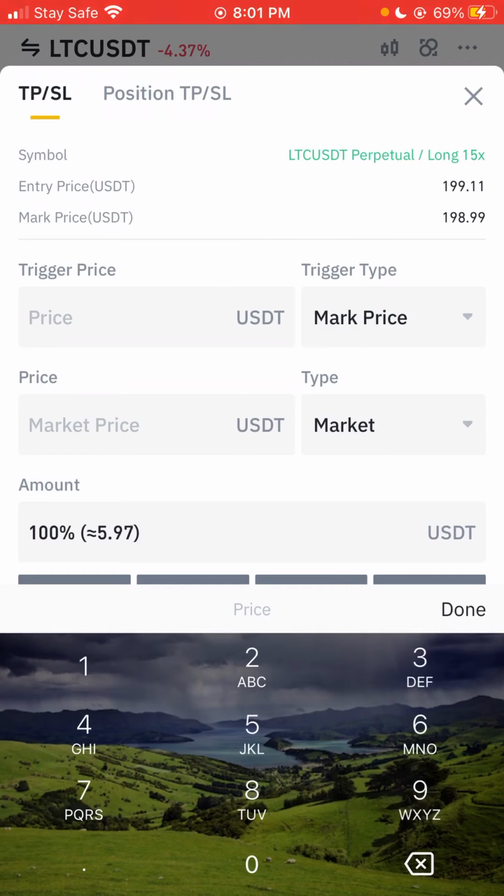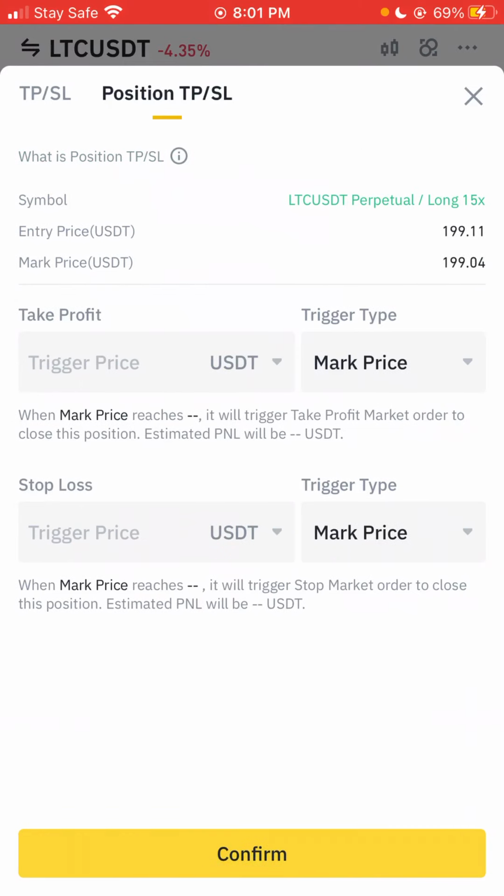The first option here is TP/SL, right? And the second part is position TP/SL. I hope you guys can see that. Position TP/SL. This is my favorite. All you have to do here is remember, read through this thing.